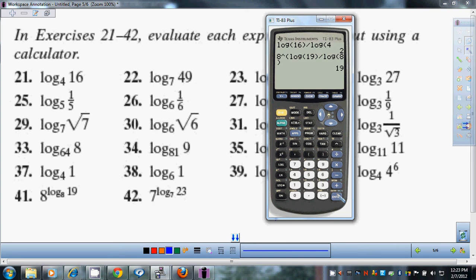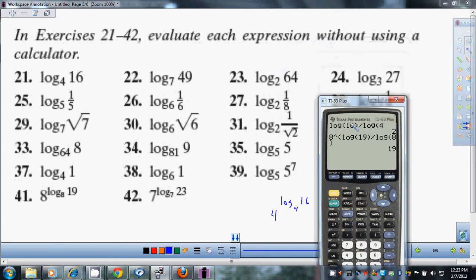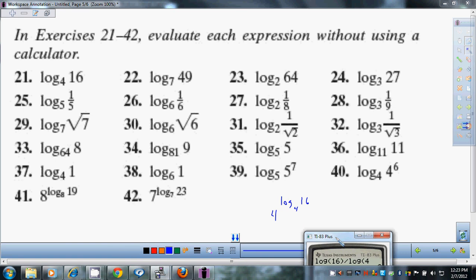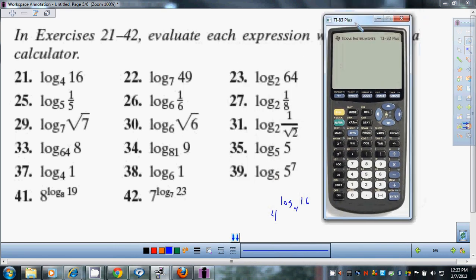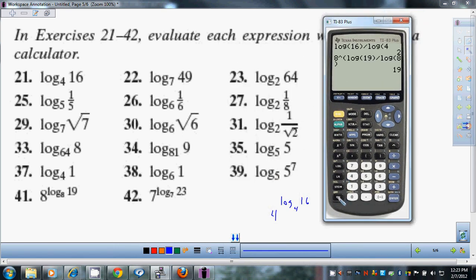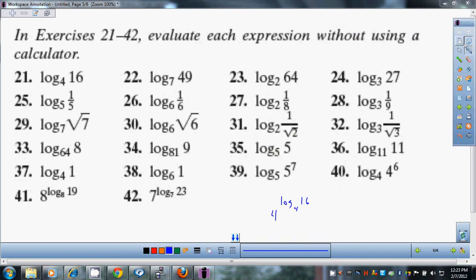Okay, is there another one on this page somebody wants to see? Pick an odd one. 32. Pick an odd one. How about 31? Good question. Well, there's two ways you could do it. First way, without using the calculator, but you could, is rewrite this as an exponent.